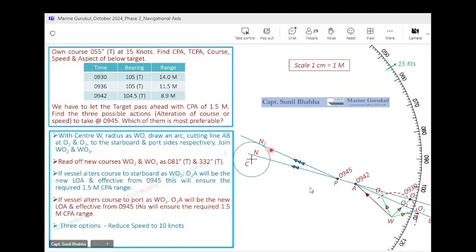So we have three options available to us now. First option is reduced speed to 10 knots, resulting in own ship vector as WO1. Second option is alter course to starboard to the new course of 081, which is WO2. Third option is alter course to port to a new course of 332 degrees, which is the course of WO3.